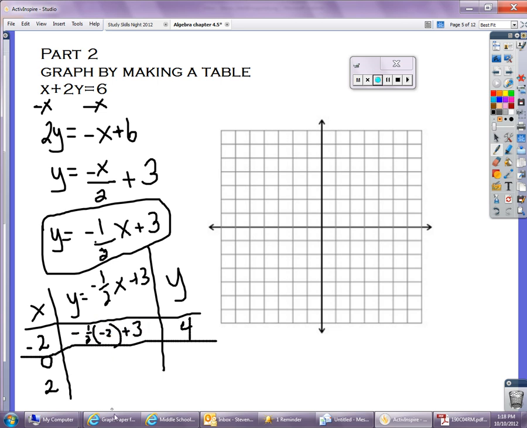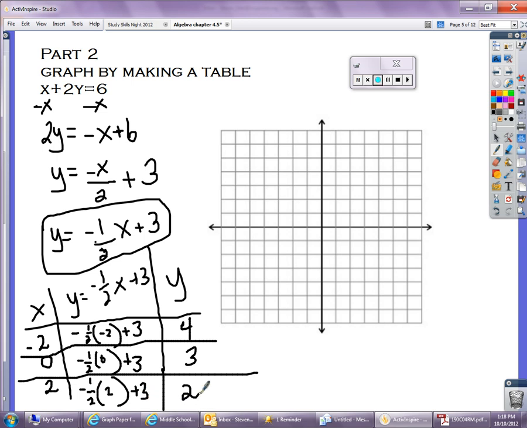For the 0, 0 is even easier, because I'm just going to multiply negative 1/2 times 0, anything times 0 is 0, and then add 3, so I get an answer of 3. And the last one, if I take negative 1/2 and multiply by 2 and add 3, so here you get negative 1 plus 3, you get a positive 2. So that's going to give me 3 points to graph.